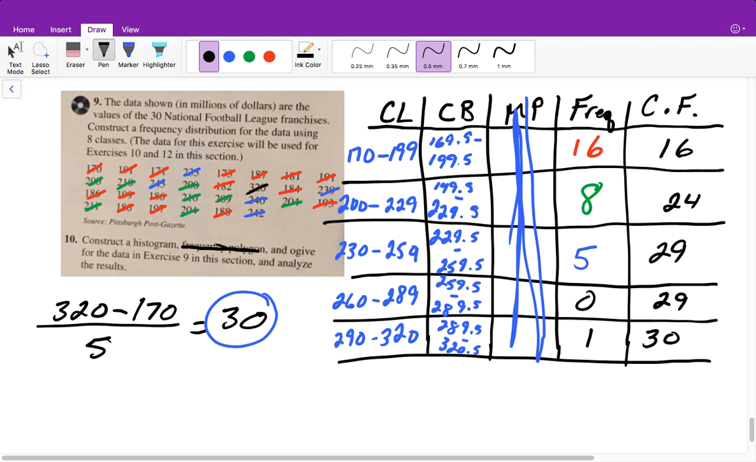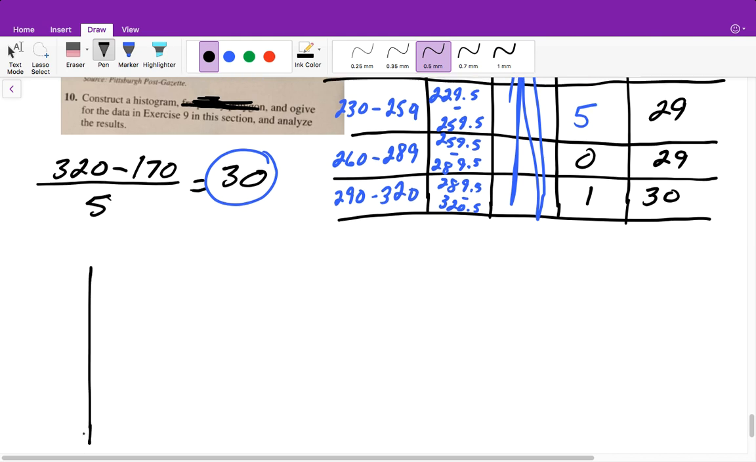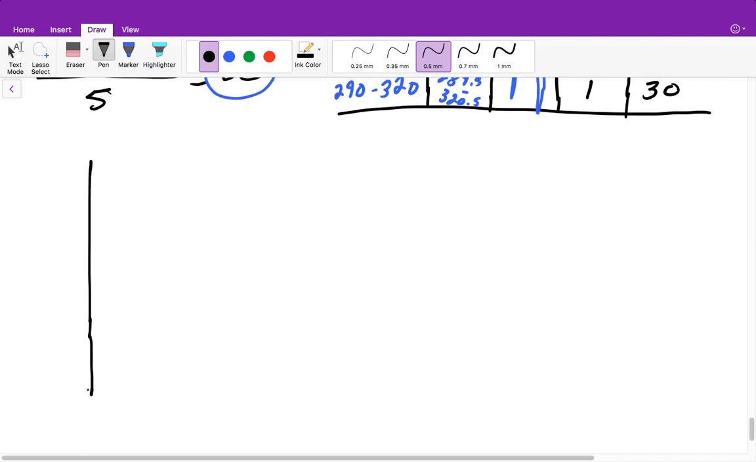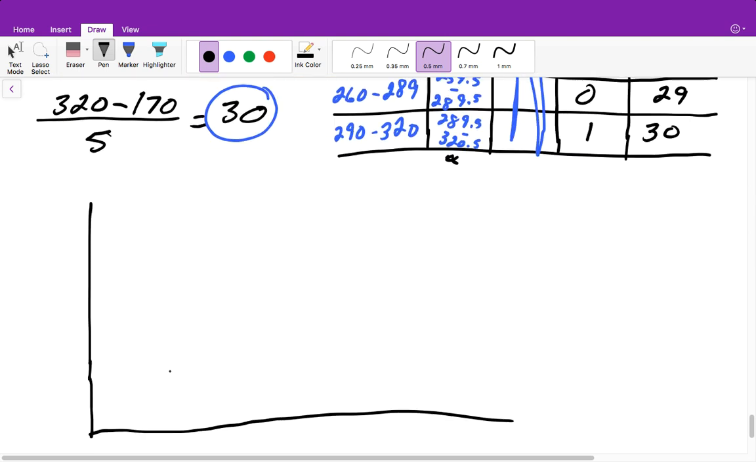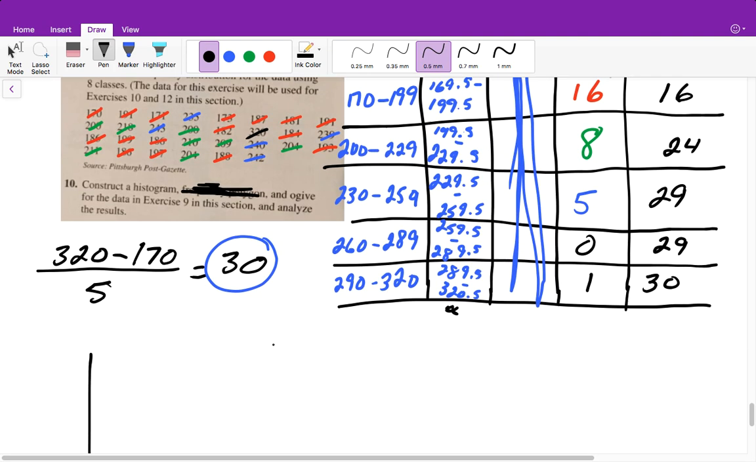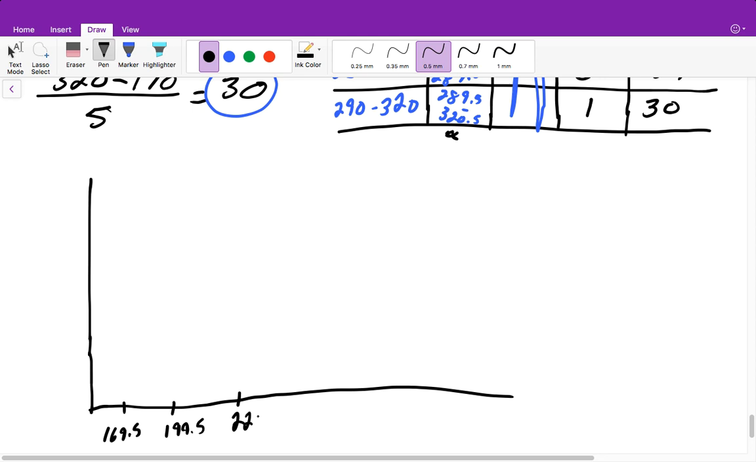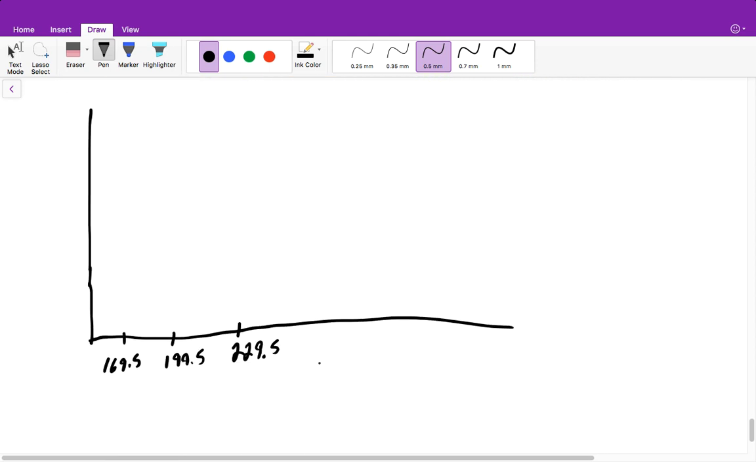Remember, I'm not doing frequency polygon in this one. I'm only going to do histogram and ogive. Our histogram and our ogive both use the same X axis, which is going to be our class boundaries. So it'll be 169.5 to 199.5 to 229.5 to 259.5. I'm just going to fill the rest in.